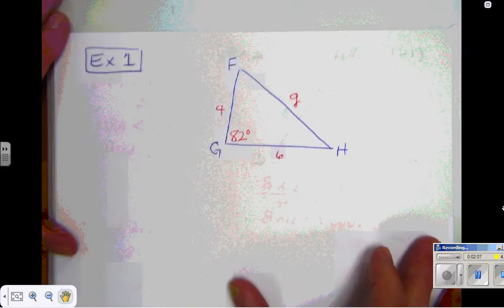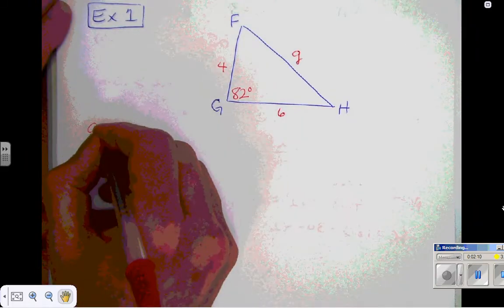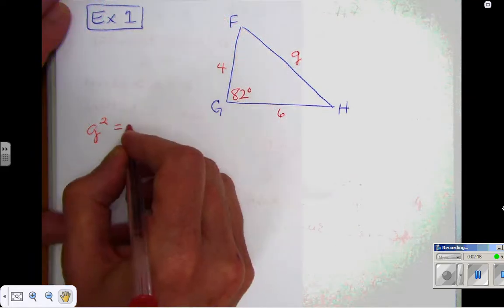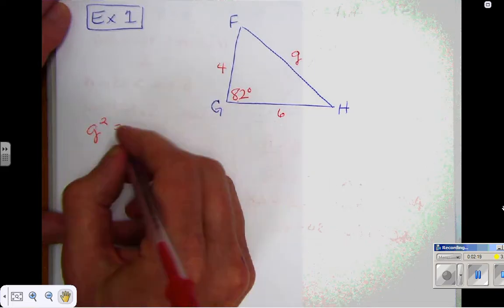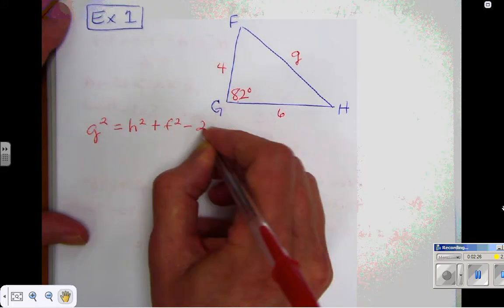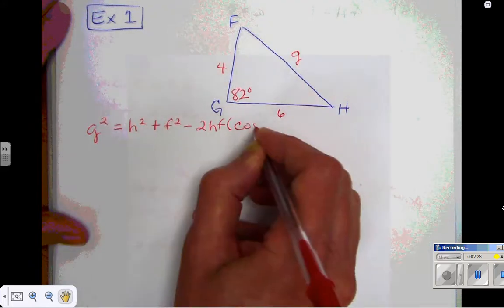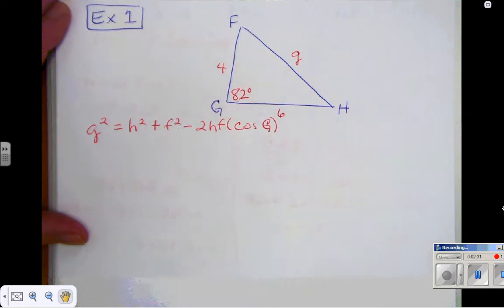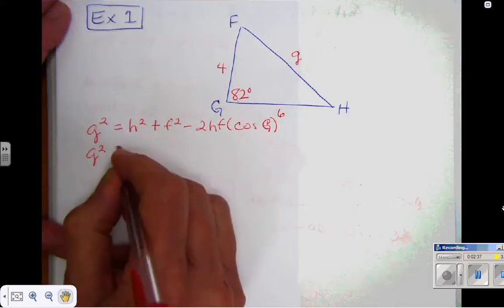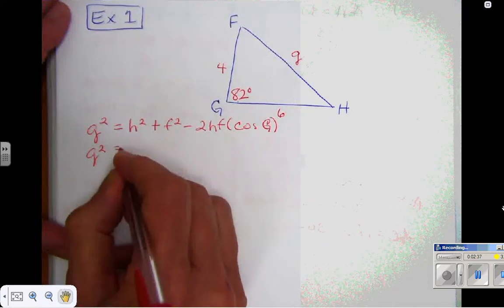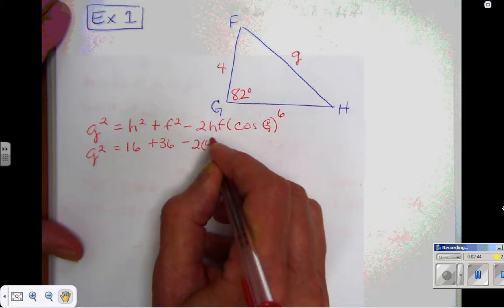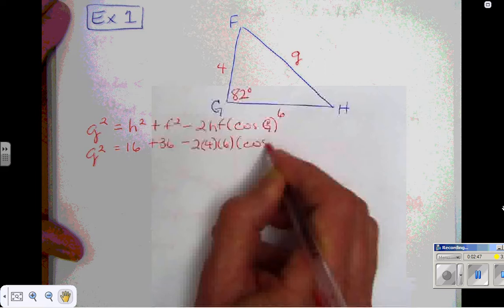I'm going to set up the law of cosines. The side across from your angle is what you're going to set equal to the other two sides squared. So I'm just going to write it out first of all. g squared equals h squared plus f squared minus 2 times h times f times the cosine of angle G. And then substitute the values in. H squared is 16. F squared is 36 minus 2 times 4 times 6 times the cosine of 82 degrees.